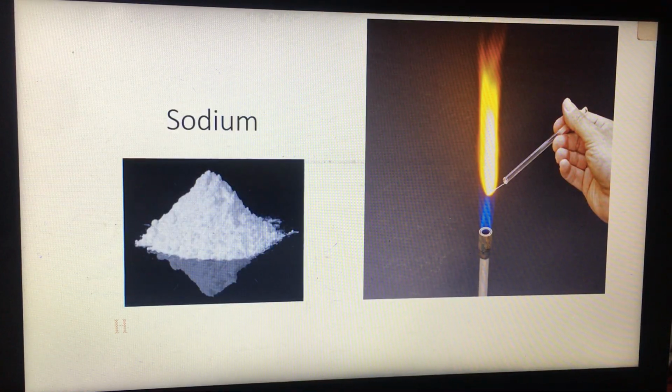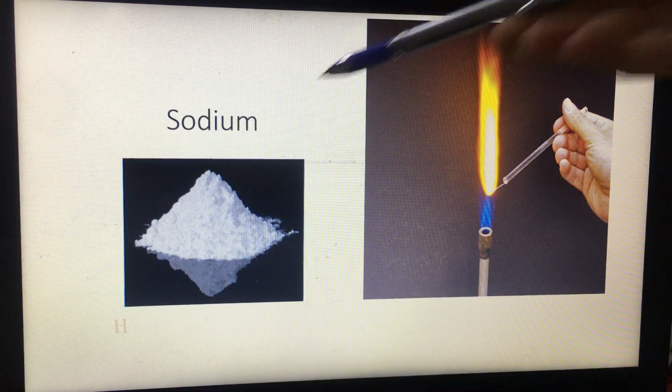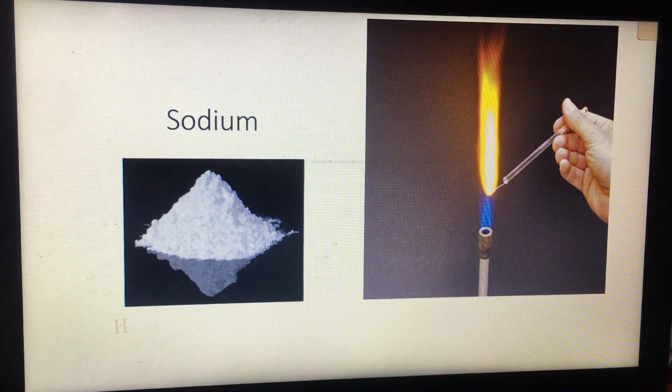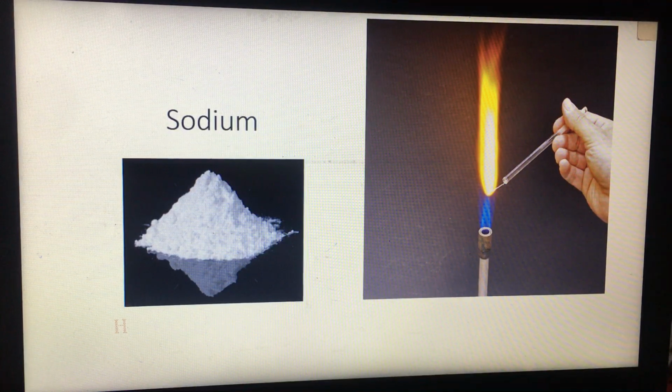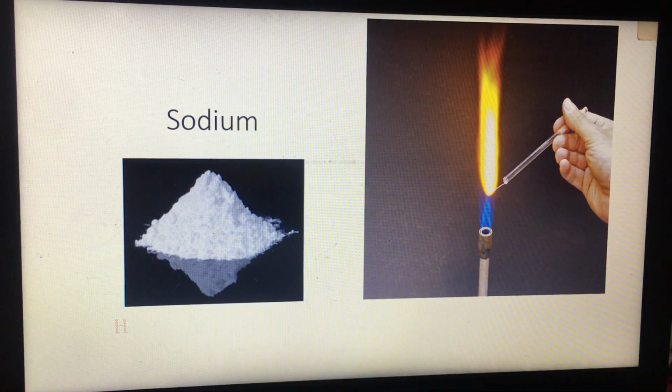The fourth metal is sodium. This is sodium powder, and when we heat it, that will produce a yellow-orange flame. So the flame of sodium is yellow-orange.